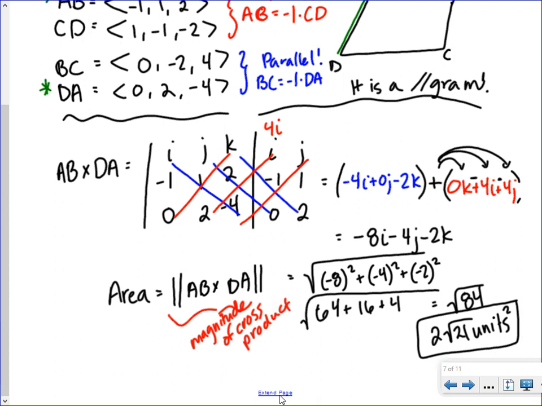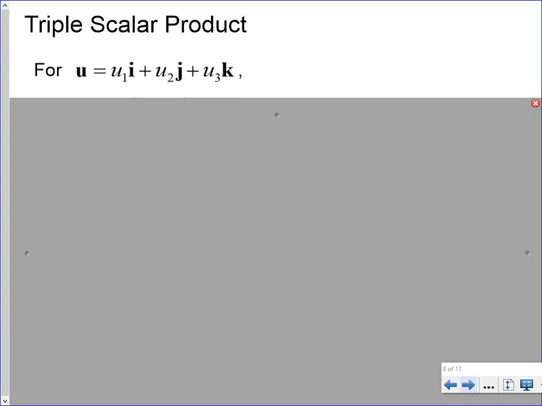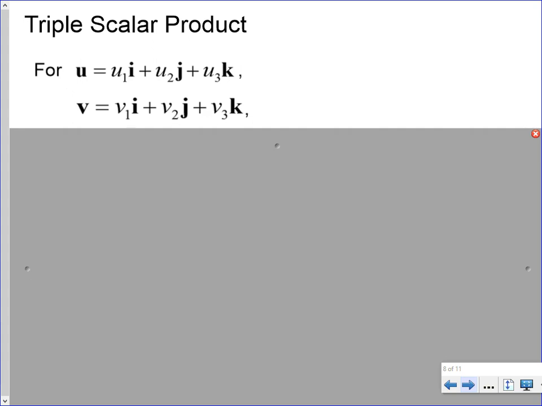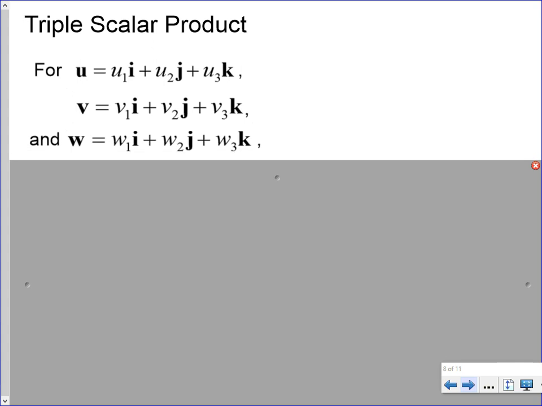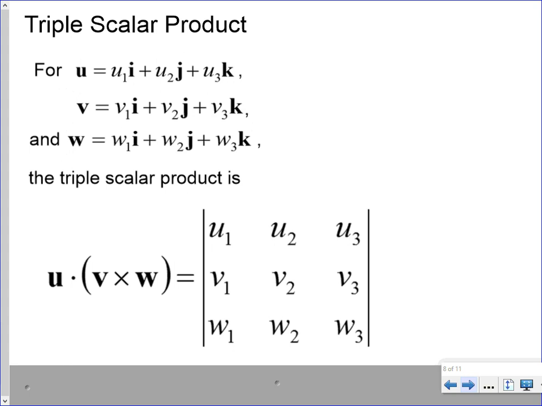Okay, there is one more piece of information that we have to talk about today, and that is called the triple scalar product. Triple scalar product is going to use 3 vectors. U is equal to u sub 1 i plus u sub 2 j plus u sub 3 k. V is v sub 1 i plus v sub 2 j plus v sub 3 k. And W is w sub 1 i plus w sub 2 j plus w sub 3 k. So you have 3 vectors. And the triple scalar product is a dot product with a cross product. So it's represented as U dot V cross W.